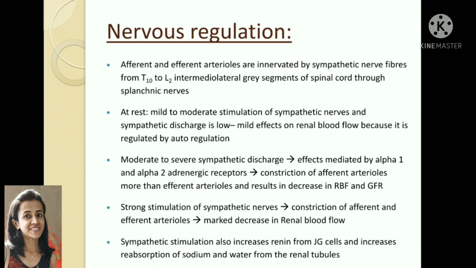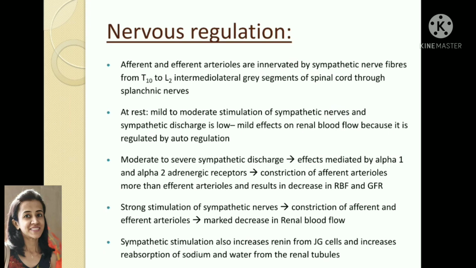Kidneys are supplied by sympathetic and parasympathetic nerves. Parasympathetic supply is by the vagus nerve, and its functions are not much clear. Now, sympathetic nerve supply. Afferent and efferent arterioles are innervated by sympathetic nerve fibers from T10 to L2. Fibers arise from intermediolateral gray segments of the spinal cord through the splanchnic nerve.